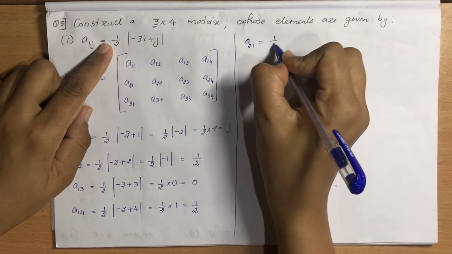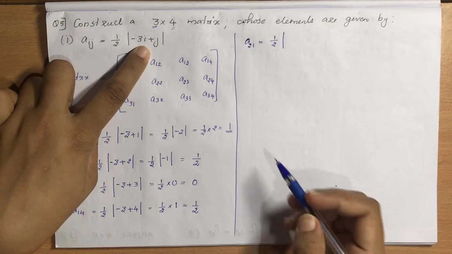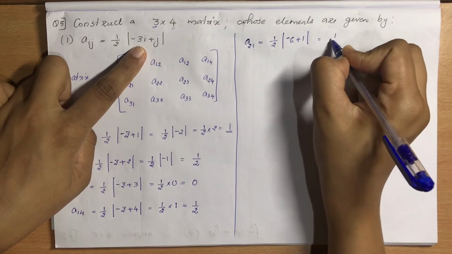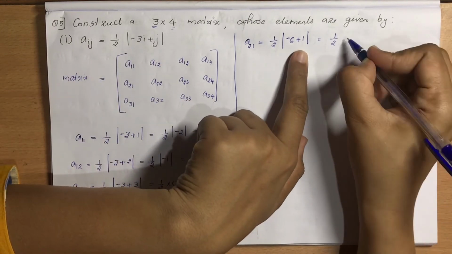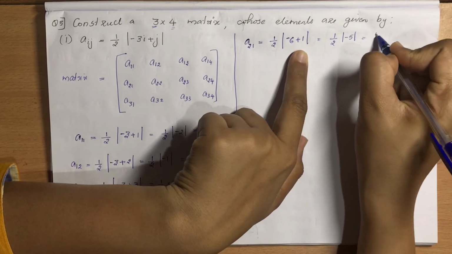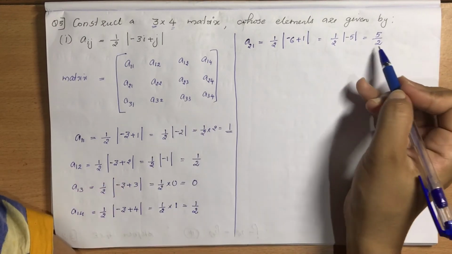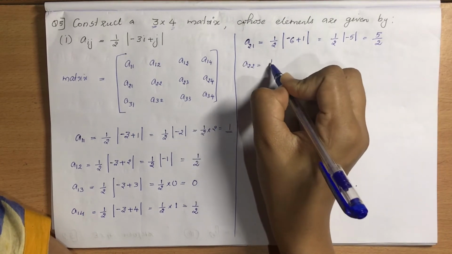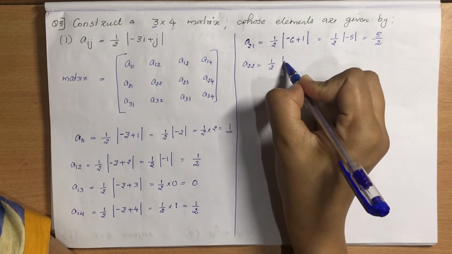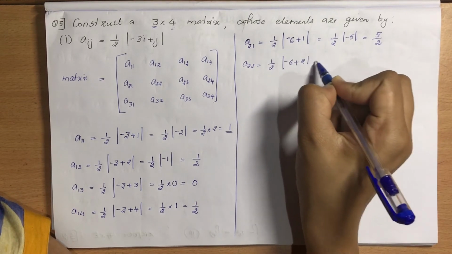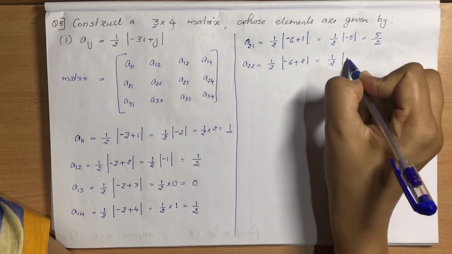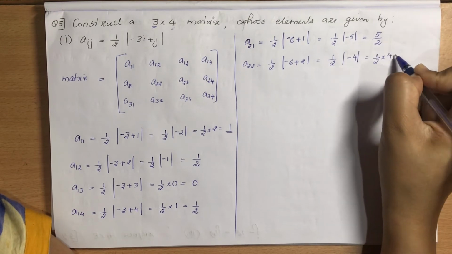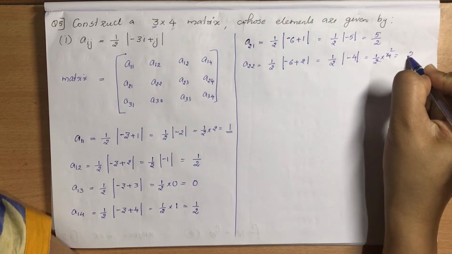Next A21. A21 equal to 1 by 2 mod minus 3 into 2. Minus 3 into 2 is minus 6 plus j is 1. That means 1 by 2 mod minus 6 plus 1 is minus 5. That means 5 by 2. Mod minus 5 means without symbol we need to take 5 by 2. Next A22 equal to 1 by 2 mod minus 6 plus 2. That means 1 by 2 mod minus 4. That means 1 by 2 into 4. Cancel, we will get 2.